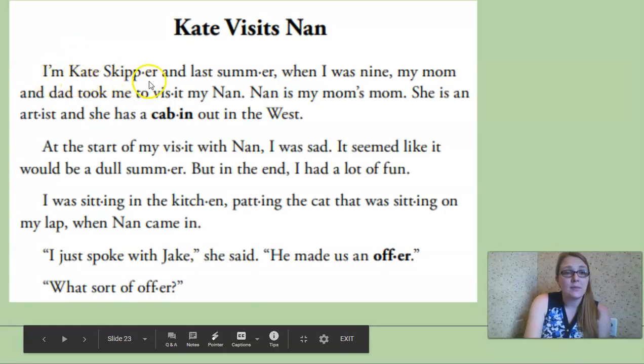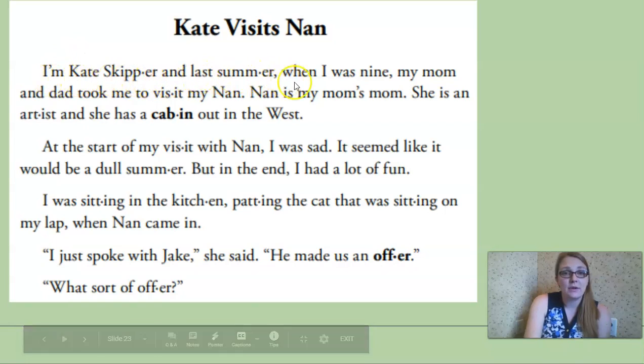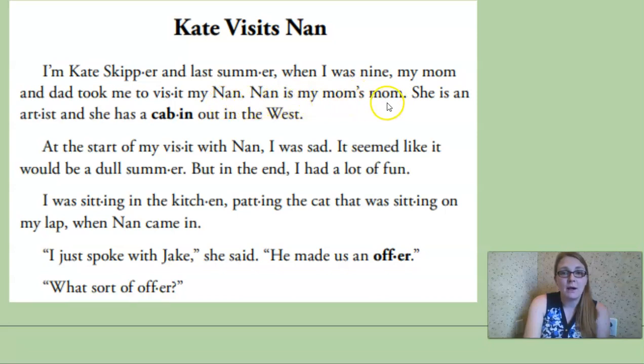I'm Kate Skipper, and last summer, when I was 9, my mom and dad took me to visit my Nan. Nan is my mom's mom. She is an artist, and she has a cabin out in the West. At the start of my visit with Nan, I was sad. It seemed like it would be a dull summer. But in the end, I had a lot of fun.